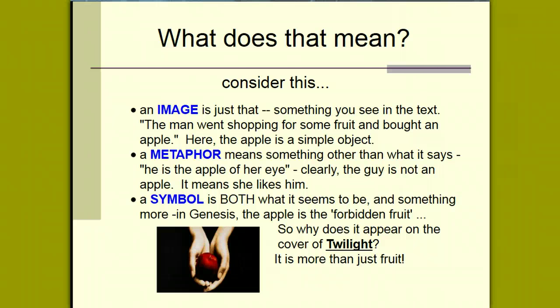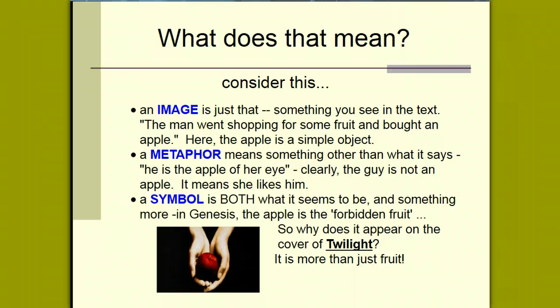If someone says, oh, he is the apple of her eye, it's not that this guy has literally turned into a piece of fruit which has been rammed into her face. Right? That doesn't make any sense. It's kind of strange. What it means is that she likes him, that she's focused on him. Okay? That's a metaphor.